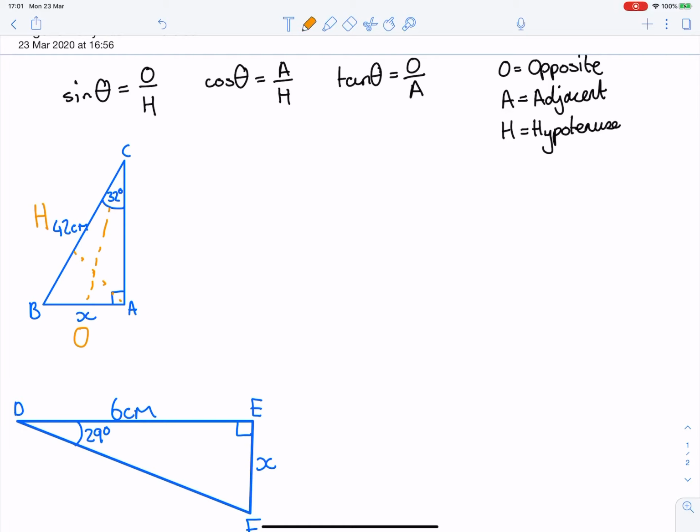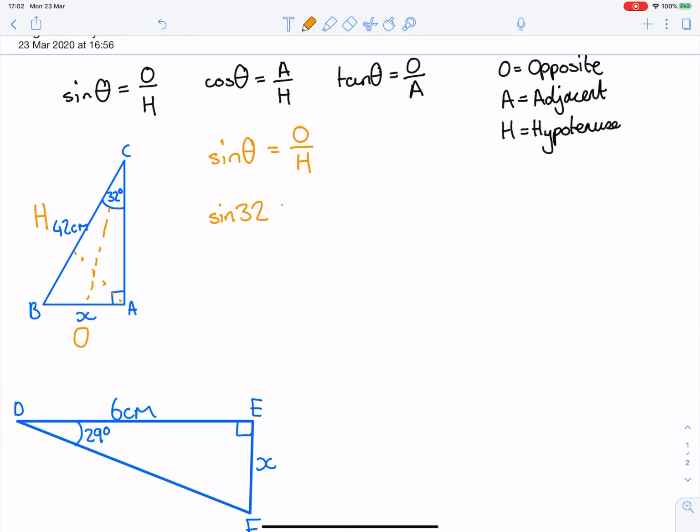So, let's write down the formula. Sine theta equals O over H. Now, the theta just means an angle, so the sine has to be attached to the angle. So here you've got sine theta equals opposite over hypotenuse. Let's put in some of the numbers. Sine is with the angle, and the angle we've got is the 32 degrees.